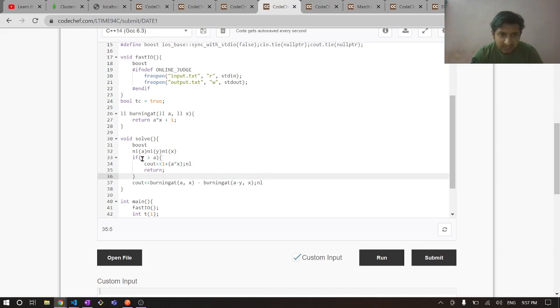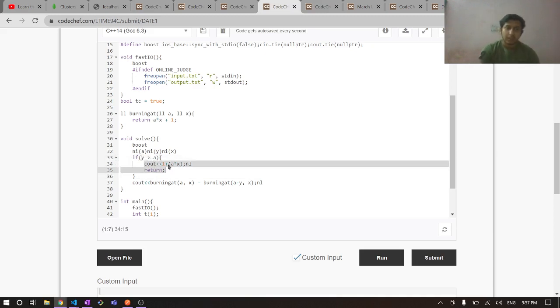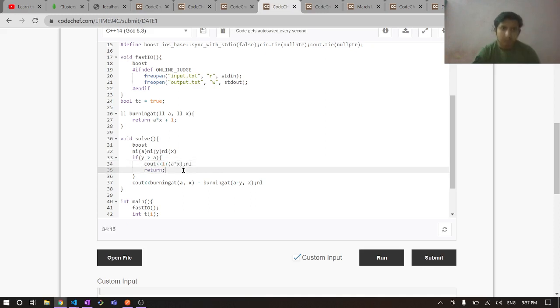if y is greater than A, this means all candles will be burning for sure, no candle will just go extinct. So I will print this one candle that was burning at time t equals 0, and these are the candles added by Chef without a matchstick. Okay, so this will be our answer. But if y is not greater than A, then some candles have burnt out. So the candles that were burning at this time minus the candles that were burning at this time will be our answer.